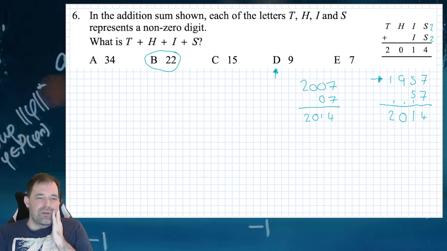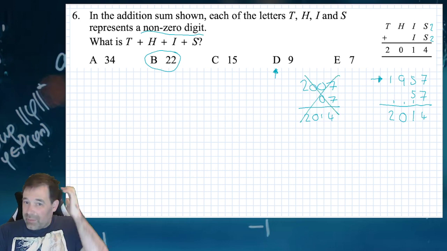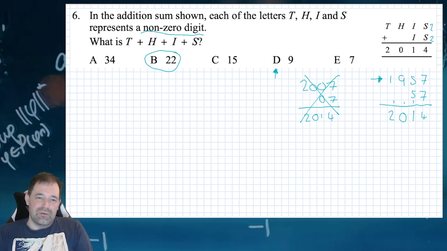Being absolutely stupid, it says non-zero digit, so you cannot have that as an option. Absolutely stupid. I was just trying to look to see if you can have repeats. I ignored the non-zero part, so that's fine.